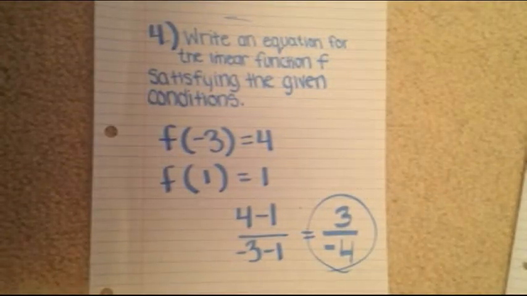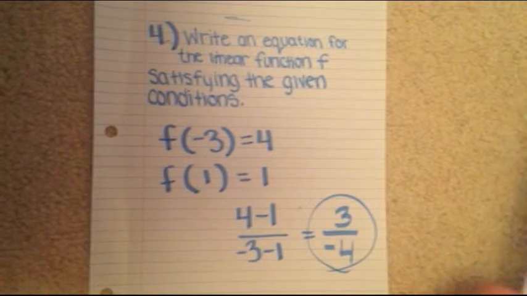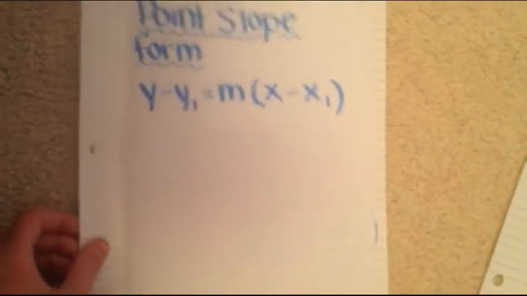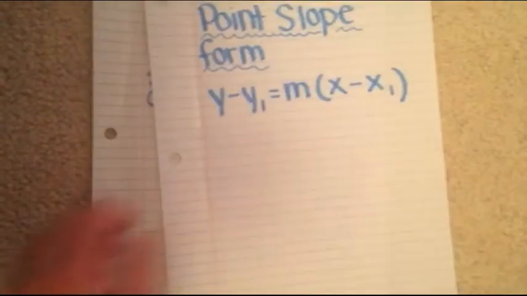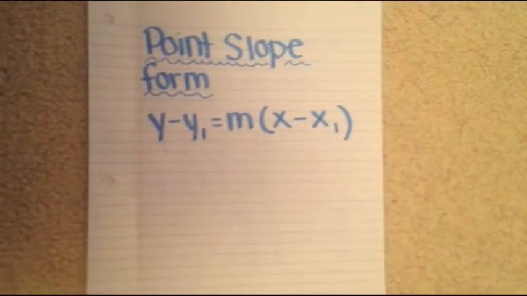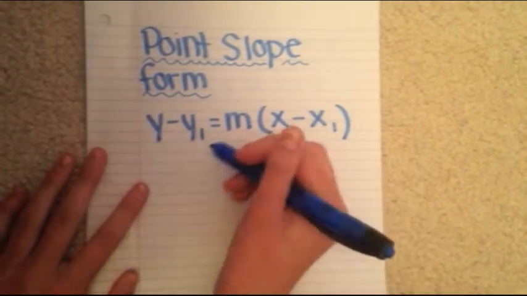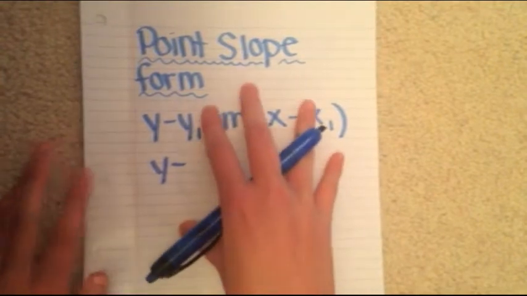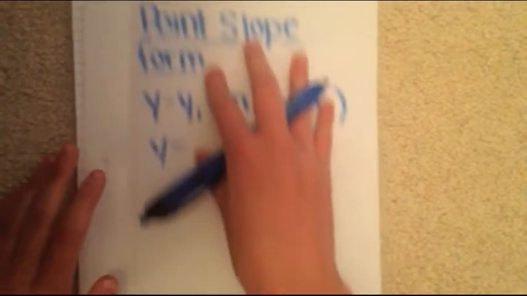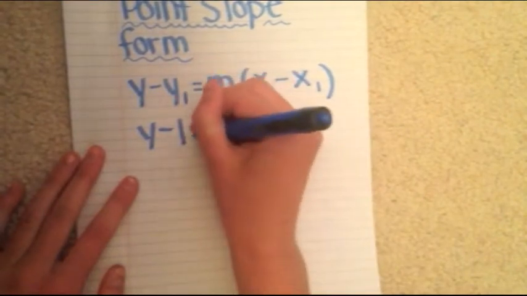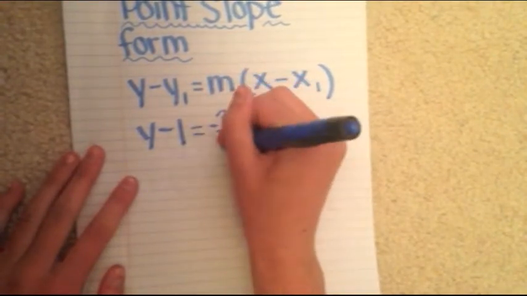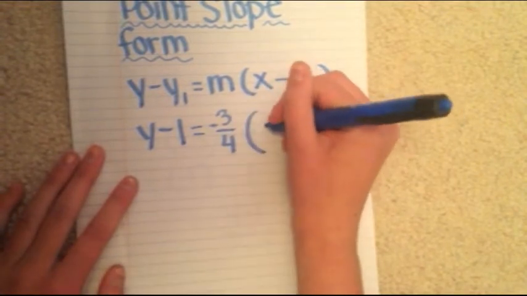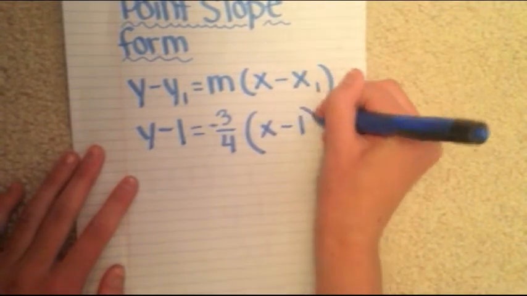Now that I have the slope of -3/4, I have two options. I can figure out the equation by using point-slope form, or I can figure out the equation by using slope-intercept form. I'm going to start out by using point-slope form to get the equation. So what I'm going to do is put y minus y1, which is the easiest case to plug in 1 and 1. So I'm going to do y minus 1 equals -3/4, my slope, times x minus 1.